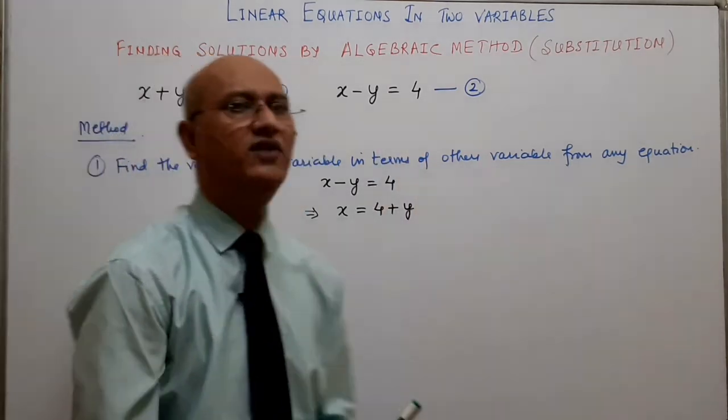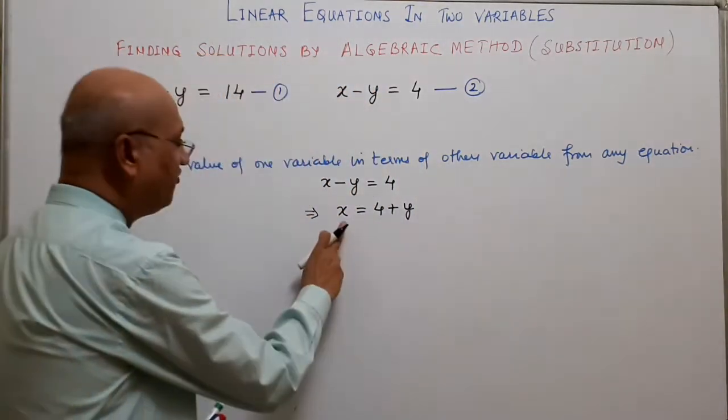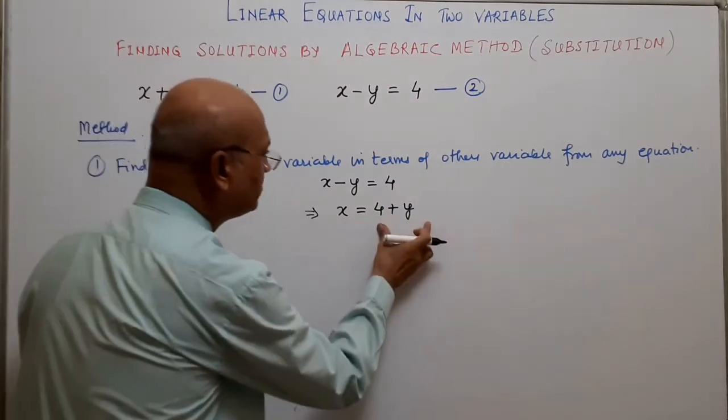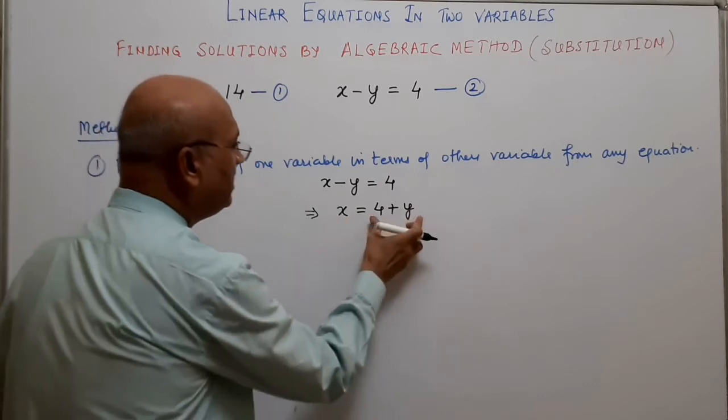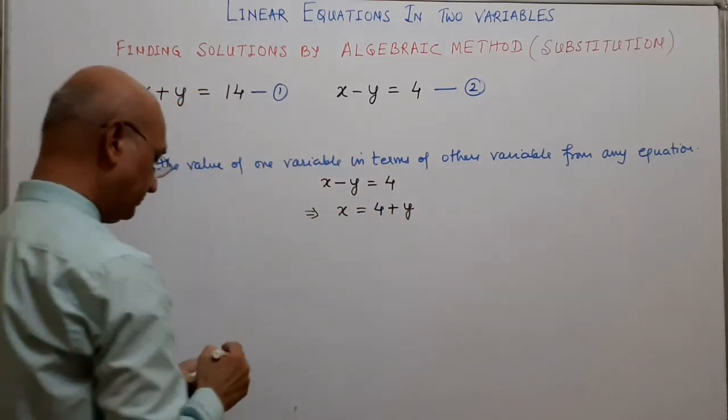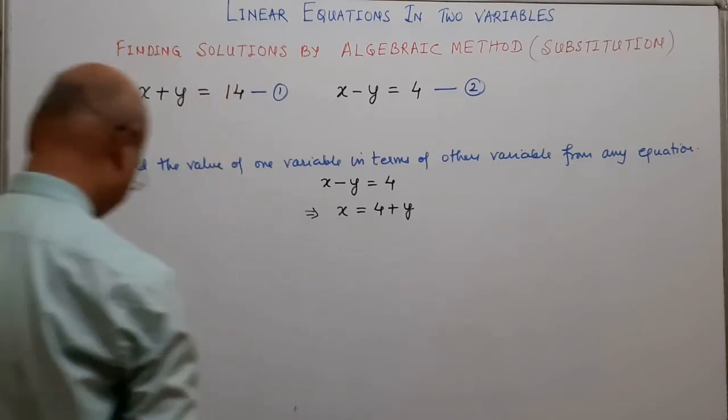So what exactly we have done here: we have found the value of x in terms of y. See, x is equal to 4 plus y. We got the value of x in terms of y. Now the second step.